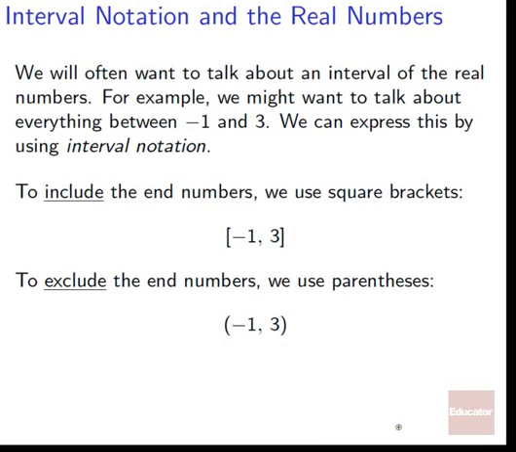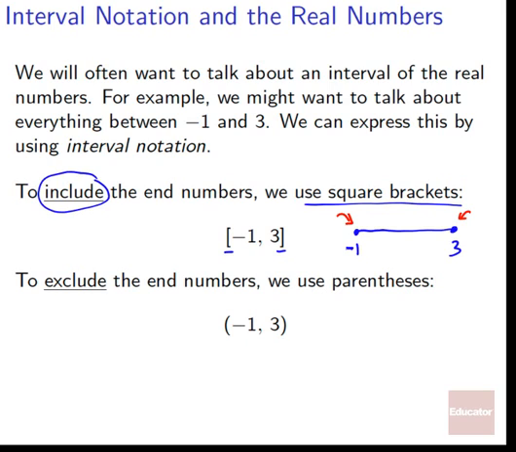If we want to talk about an interval of the real numbers, if we want to go into that sort of home of real numbers and say, well, I just want to talk about this one chunk, we can use interval notation. For example, we might want to talk about everything from -1 to 3. We don't want to talk about 100. We don't want to talk about -1 billion. We just want to talk about everything from -1 to 3. So we use interval notation. If we want to include the end numbers, we want to include -1 and 3, we use square brackets. So square brackets here give us inclusion. They keep those endpoints in it. So we'd go from -1 up until 3, and those points will be there. They are actually going to be part of our interval. -1 and 3, they show up.